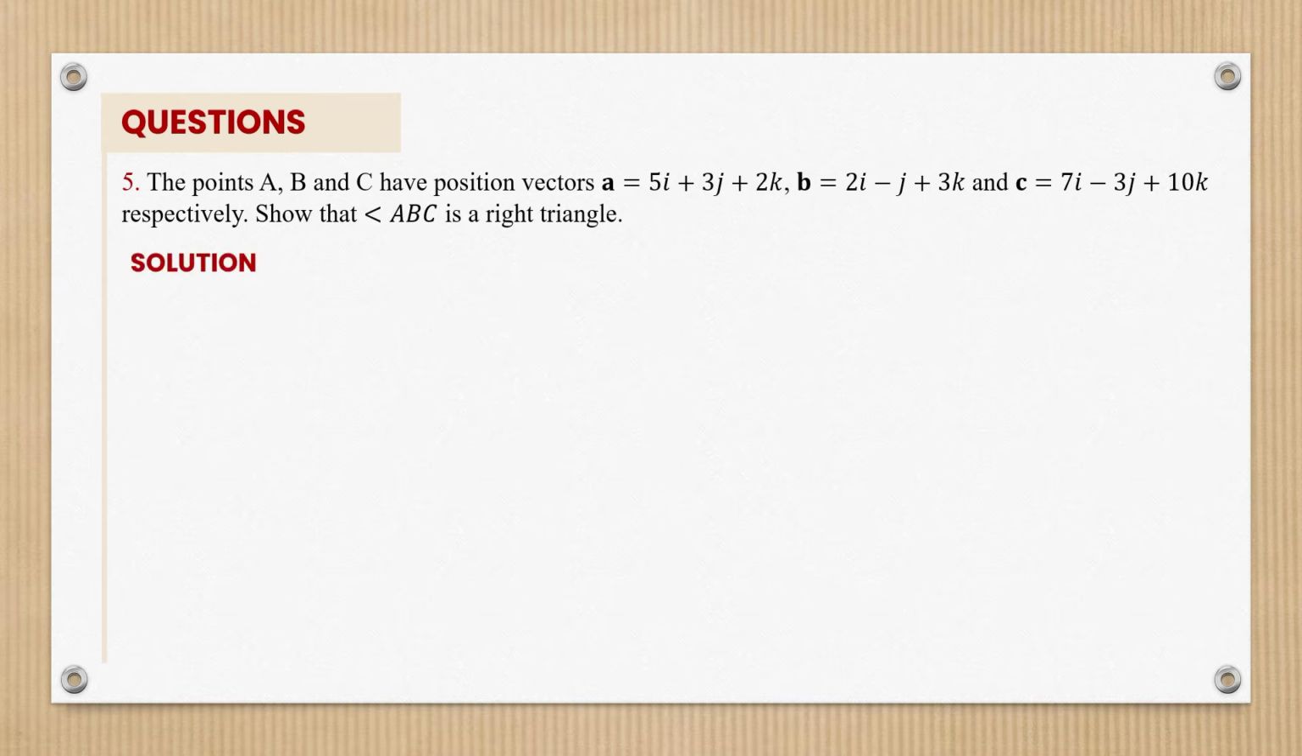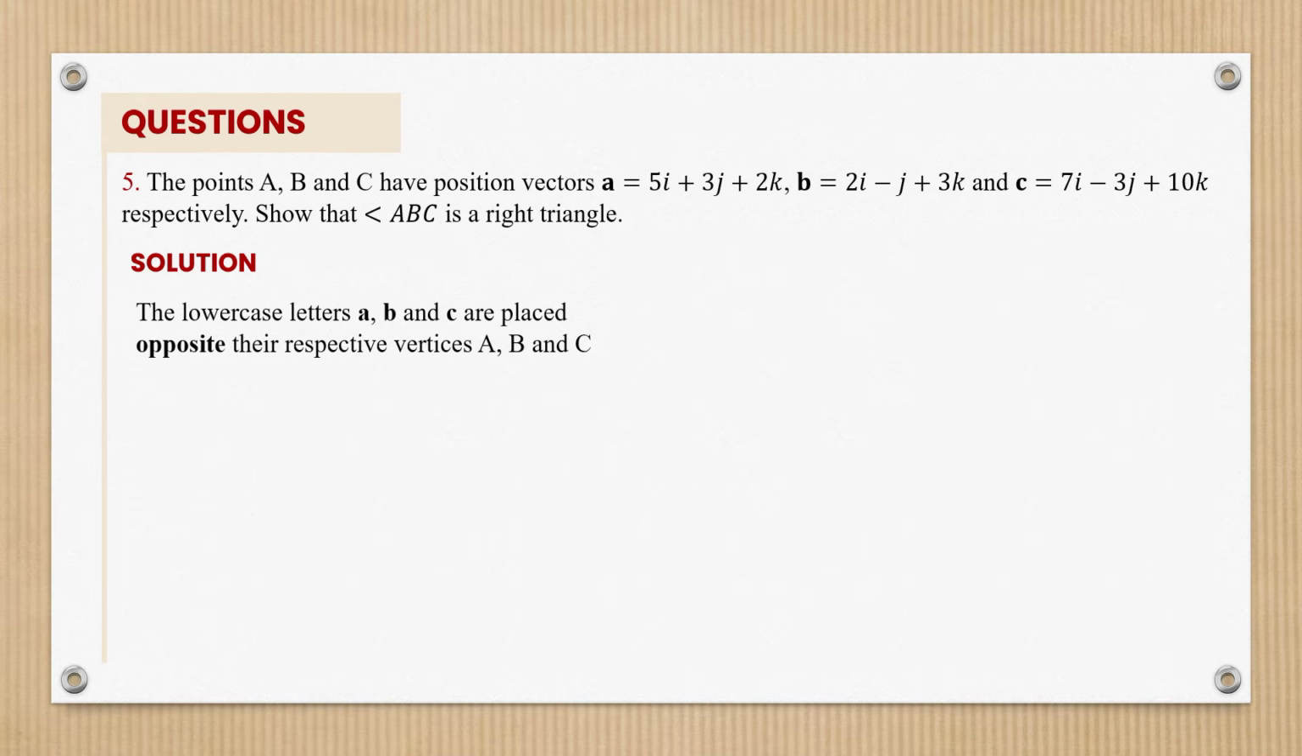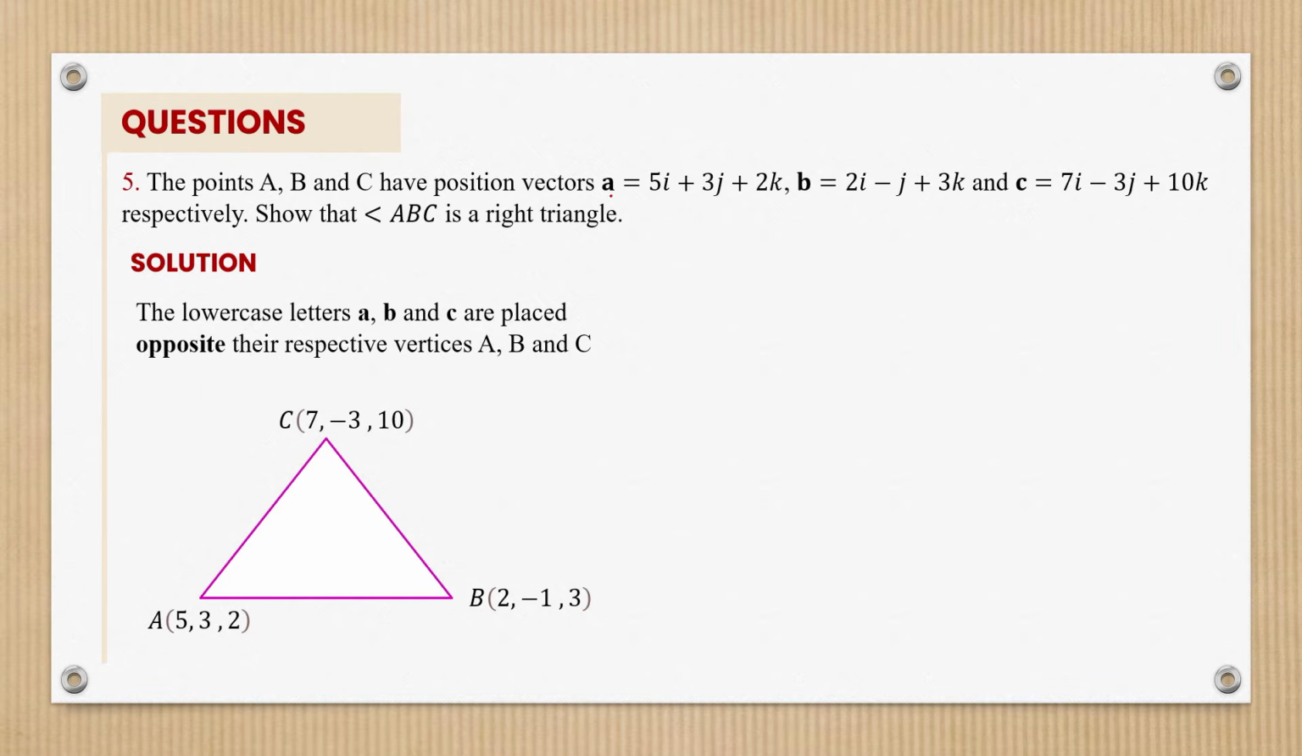So the first thing we're going to do is we're going to need to represent the triangle. Now, this is very important. We're going to be presenting the vectors with small letters. So the lowercase letters a, b, and c are placed opposite their respective vertices A, B, C. Okay? So this is the triangle ABC. Now let's first place the vectors. So this is where we're going to have the angle theta. So we're looking for the angle at ABC. So we're looking for this angle right here.